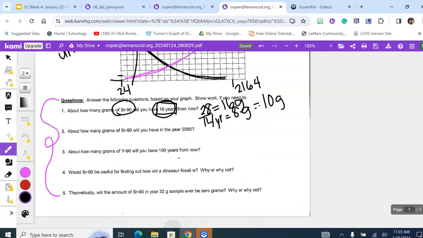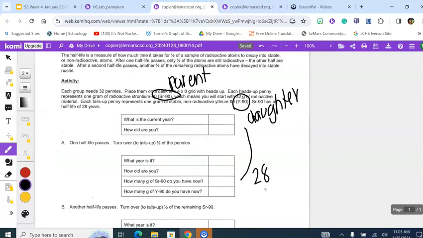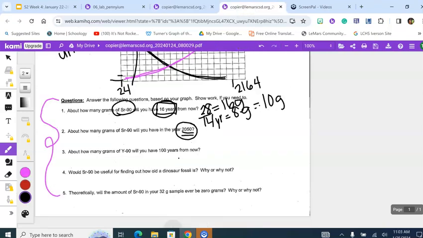Okay? Now, how many will be left in 2050? Well, we know that the first year was 2052, right? So if I look for 2050, it's going to be probably a little bit less than 2052. So I don't know, it could be 14 grams. Again, this is just an estimation. You could have used your graph and gotten something similar.